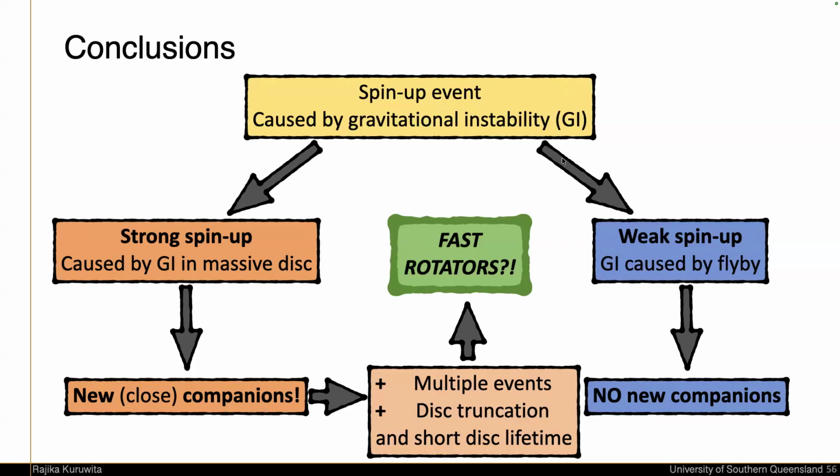But also you can have companions flying by the primary star, perturbing the disk and sending high angular momentum material into the inner disk. So these are two pathways where you can link binary stars and making fast rotators. And I will leave it there.